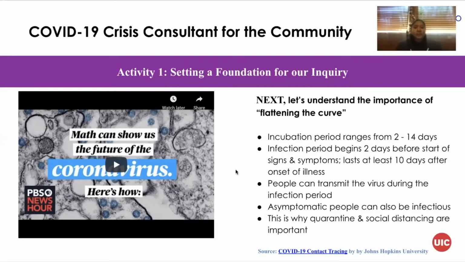So incubation periods last between 2 to 14 days. The infection period begins 2 days before the start of your signs and symptoms and can last up to 10 days after the illness. People can transmit the virus during the infection period. That's why social distancing is important. Asymptomatic people can also be infectious. This is why quarantine and social distancing are important.